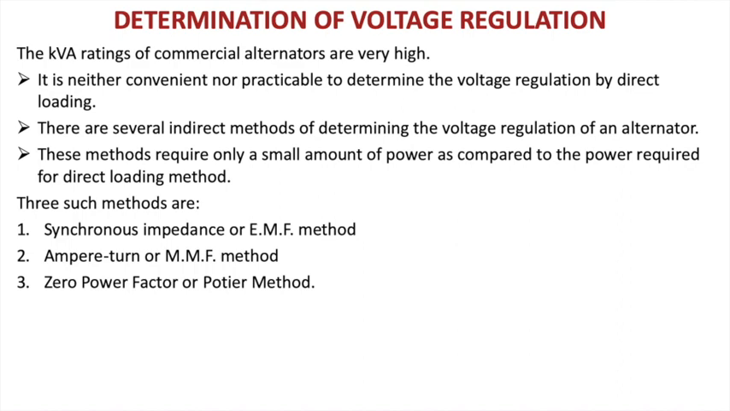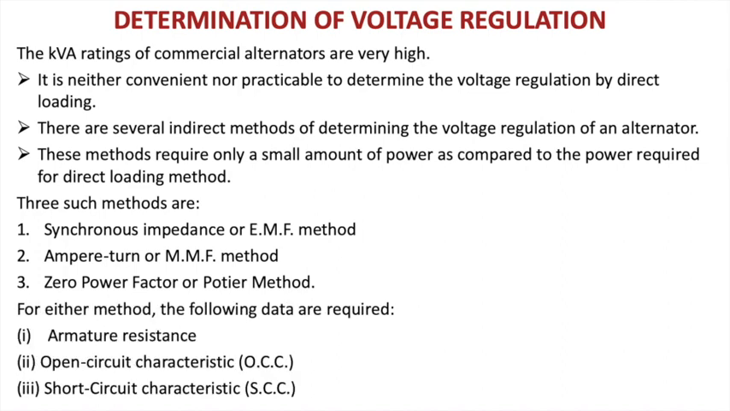Three such methods are available: the synchronous impedance method, known as the EMF method, the ampere turn method or the MMF method, and the zero power factor method or the Potier method, because we draw a Potier triangle, hence the name. For any of the methods to be applied, three things are major requirements: the armature resistance, the open circuit characteristics and the short circuit characteristics. So we'll first try to get this data.